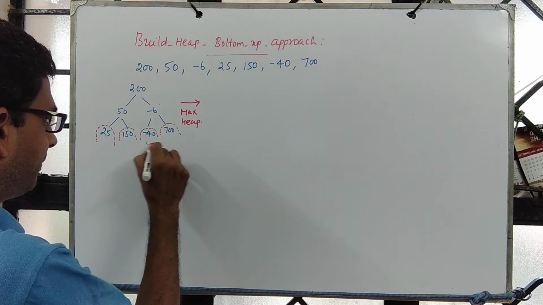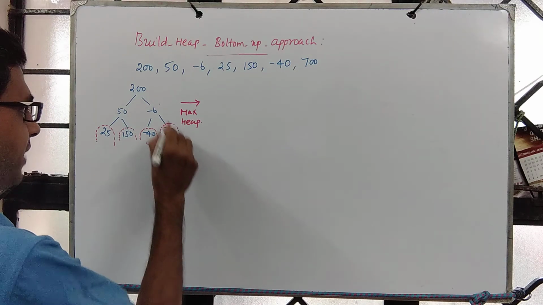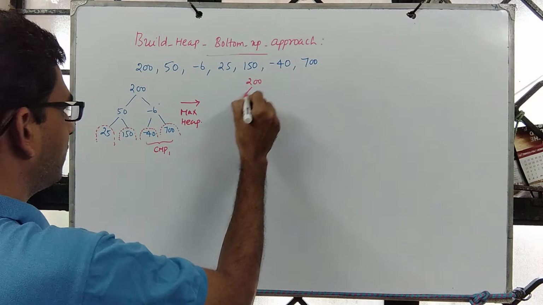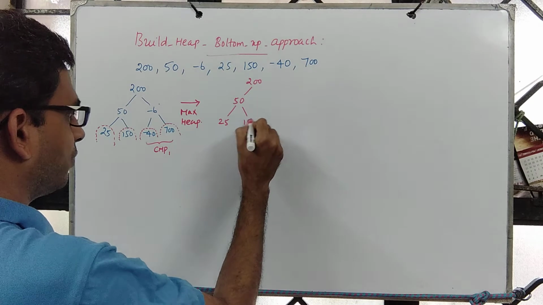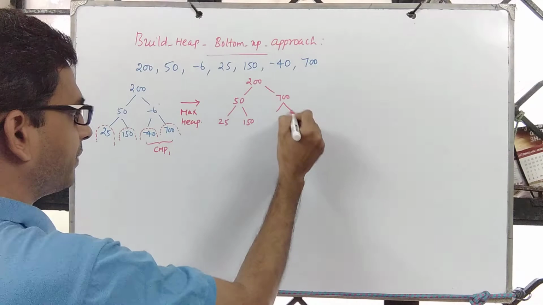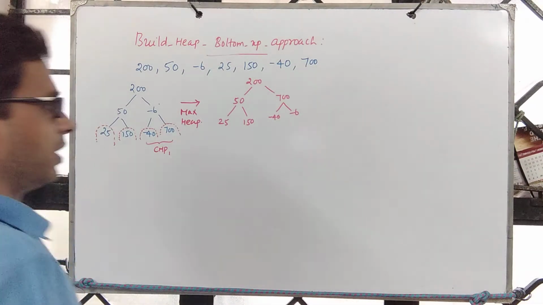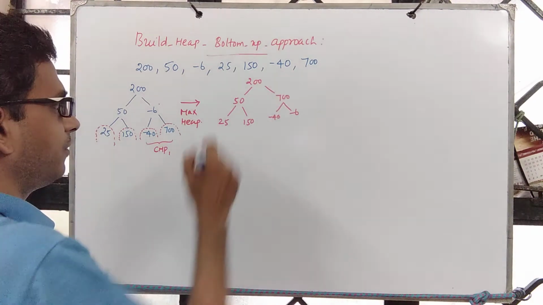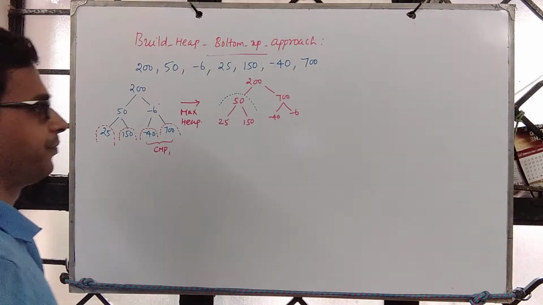So compare this, pick max, and that max you compare it with this. Then go for a swap. So you get 200, 50, 25, 150. Then if you compare and then swap, this is what we get. Now we see that this one is also a max heap. Now we shall focus on this subtree.